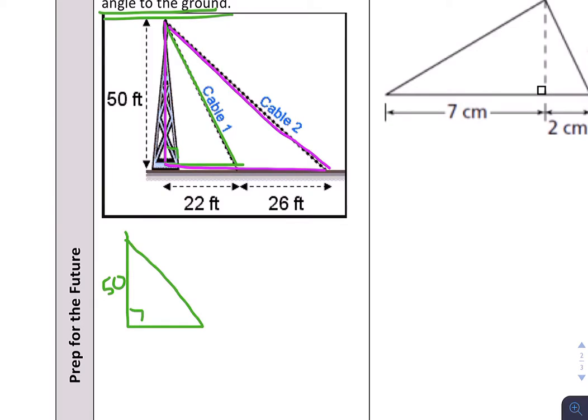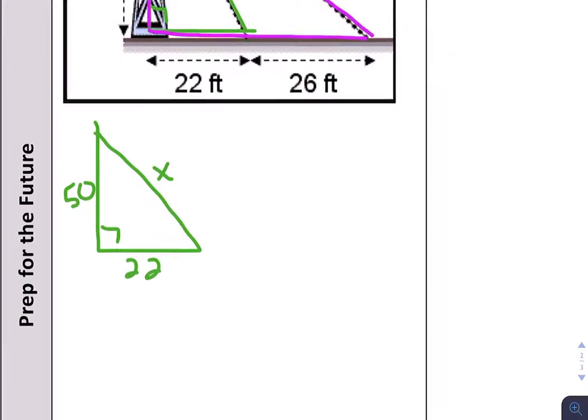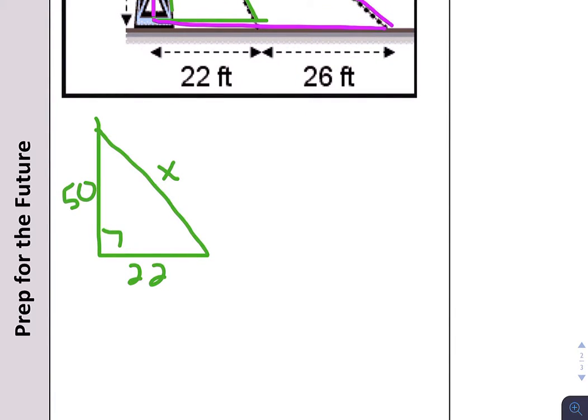So that's 50. Here's 22 feet, and we're trying to find the value of x. And so we're given two of three sides of a right triangle. Trig is unnecessary here. We can just jump right into the Pythagorean theorem. a squared plus b squared equals c squared.